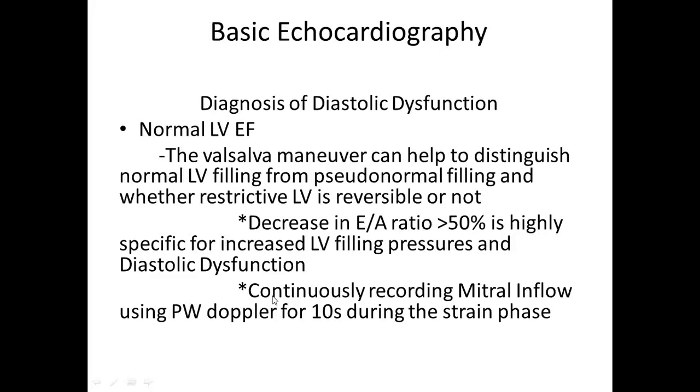What you have to do is continuously record your mitral inflow using the pulse wave Doppler for about 10 seconds during the strain phase of the Valsalva maneuver. So you don't just say, bear down, and let them bear down and hold it for at least 10 seconds. Let them hold it for more than 10 seconds, but you're going to record for at least 10 seconds to show that you get this decrease in the E. And if you do the E to A ratio, if they have diastolic dysfunction and increased LV filling pressures, you're going to get more than 50% decrease in the E to A ratio.